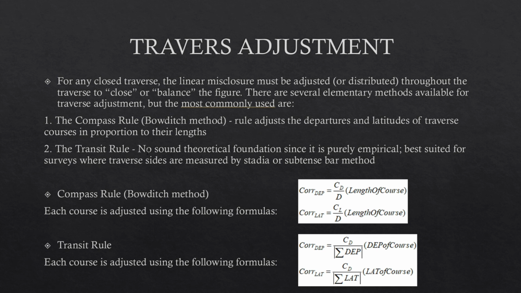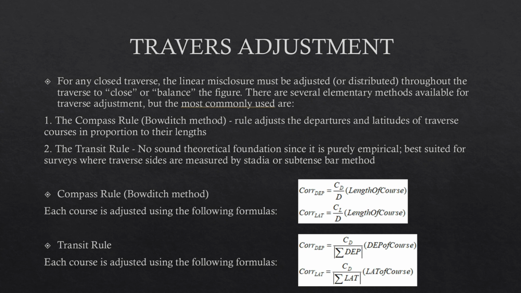Sa transit rule naman, no sound theoretical foundation since it is purely empirical. Best suited for surveys where traverse sides are measured by stadia or subtense method. So, ito siya. So, sa compass rule, each course is adjusted using the following formula. Okay, so meron tayong correction sa departure na CD over D times length of course. Sa correction naman sa latitude, CL over D times length of course.